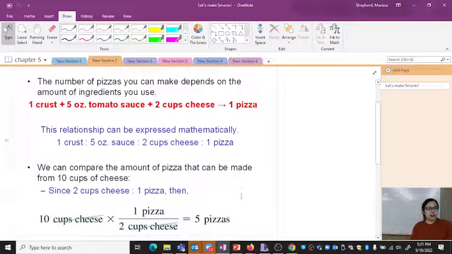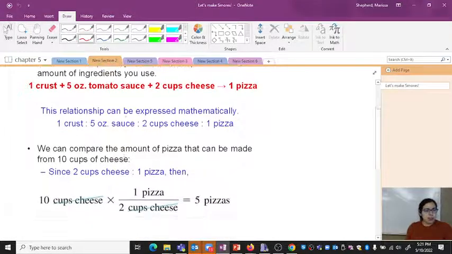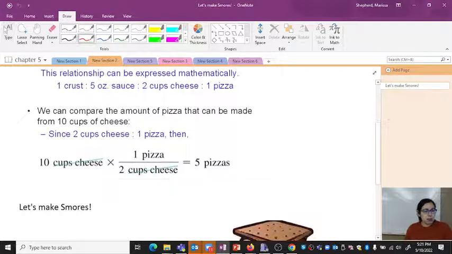And so the nice thing about this is then we can scale it up. So let's say we had 10 cups of cheese and excess ingredients. And so you could set up your dimensional analysis or proportion. So we have 10 cups of cheese, and we know that 1 pizza requires 2 cups of cheese. Notice how cheese cancels out. So 10 divided by 2 gives you 5 pizzas.